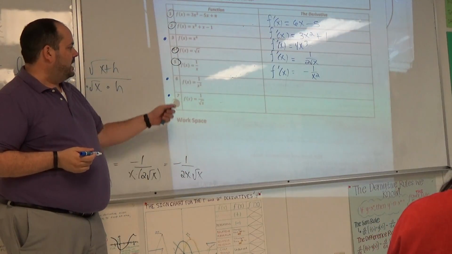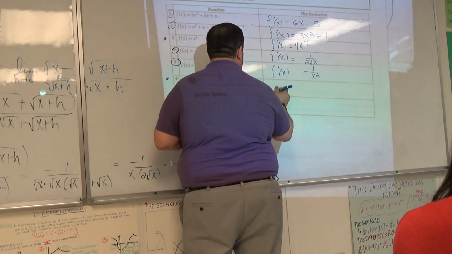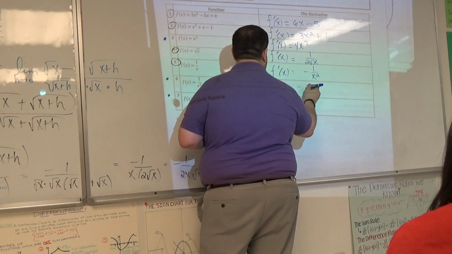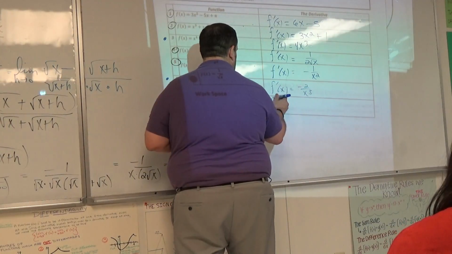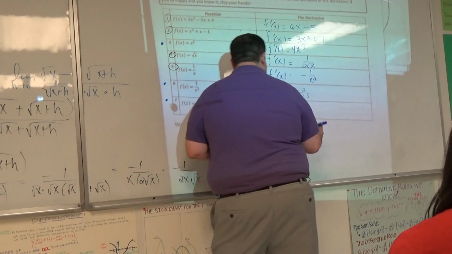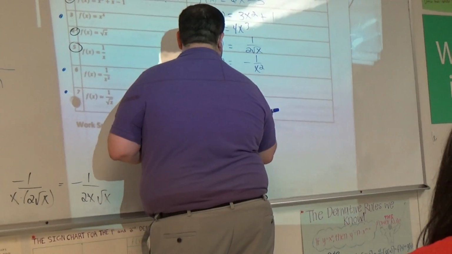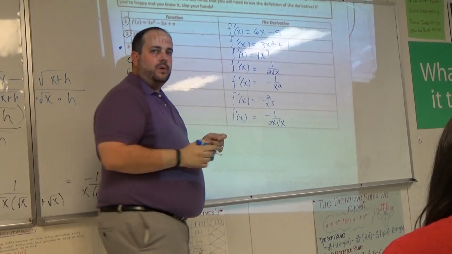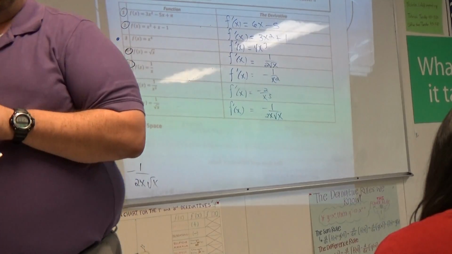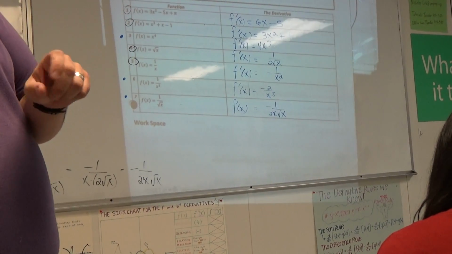Hey, Jaylene, give me a second here. Okay, number 6 would have been that f prime of x is equal to negative 2 over x cubed. And number 7, we've got some evidence here that it's negative 1 over 2x square roots of x. How many guys honestly were able to completely work out the one that you had?